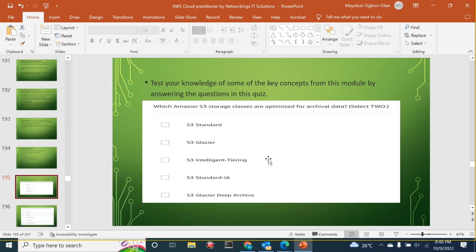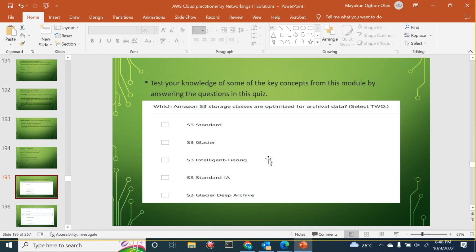Mm, I should know the answer. The last one, you are choosing two. Oh. Okay, the last one and the first one for archival data. Actually, S3 Glacier and S3 Glacier Deep Archive, I think. You don't think, it is correct? You should be sure. Okay.